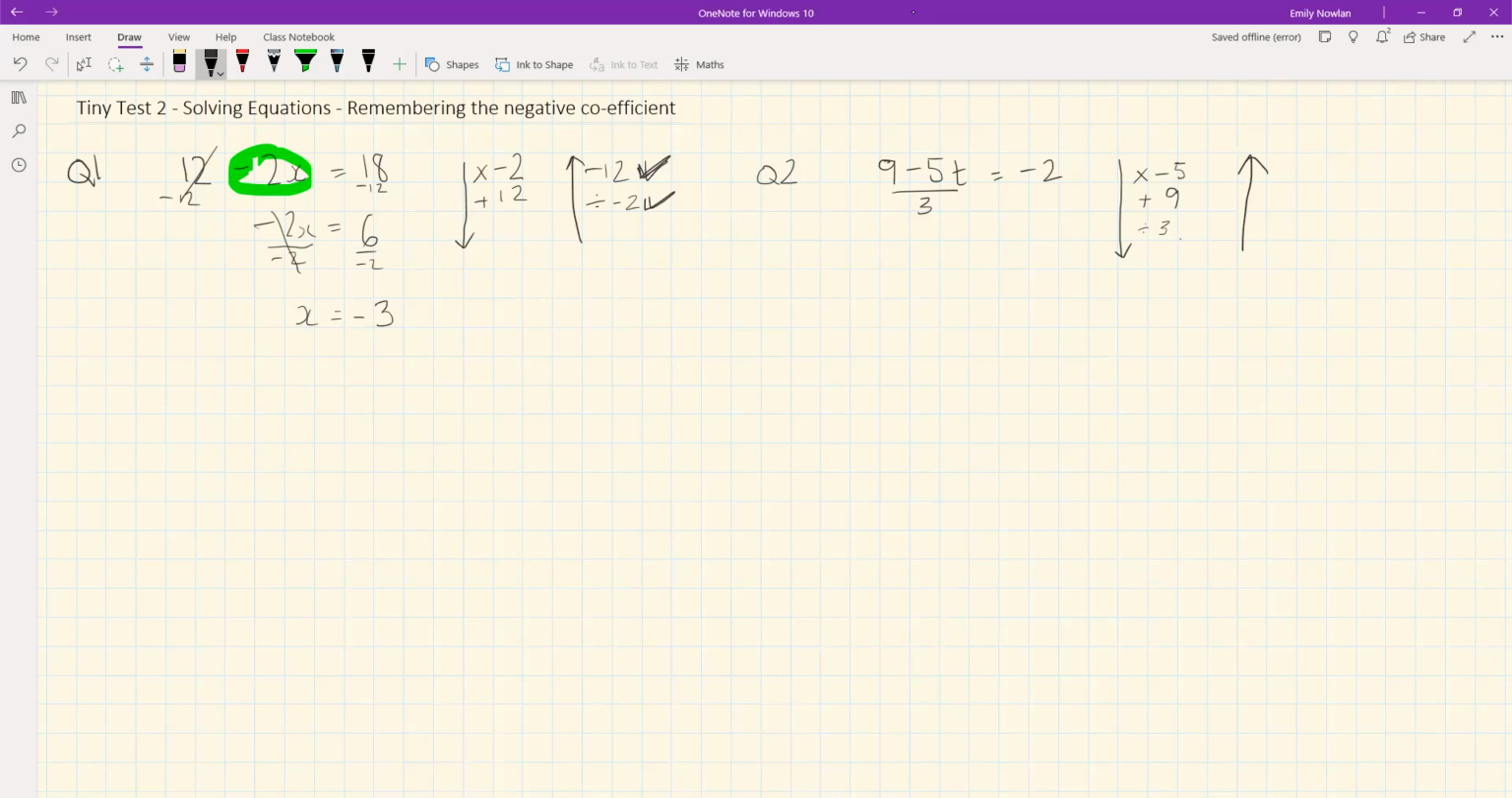Last thing we did was divide by 3. So the first thing we've got to do is times by 3. Next thing was plus 9. So the opposite, minus 9. Last thing was times by negative 5. So divide by negative 5. That's it. Times by 3. That's the first thing we do. Now, you don't have to put it in brackets, but I do. Doesn't hurt.